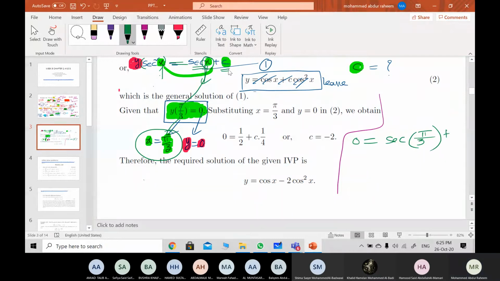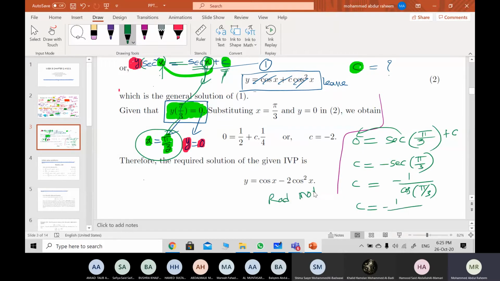What is this? C, as usual. C is what we send to the other side, and you can find this with a calculator. Just use the calculator in rad mode and tell me how much this is. Come on, please. Cosine pi over 3, how much? If you see cosine 60, it is 0.5, and that will be -2. That is the answer.